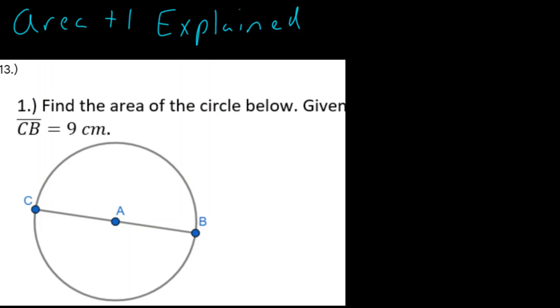Alright, and welcome to Area Plus 1 Explained. Here we just take these basic area problems and we make them just about one step more difficult. So take for example, find the area of the circle below.